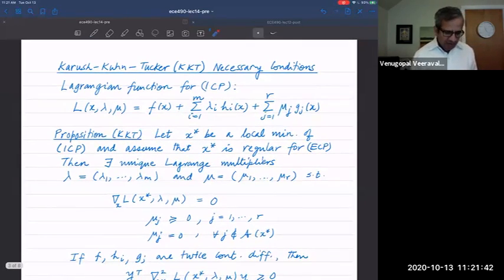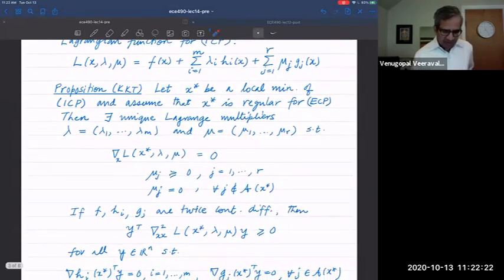So now it's called the Karush-Kuhn-Tucker necessary condition, or Karush-Kuhn-Tucker theorem. If you look at the ICP problem, we can define a Lagrangian function that involves all the HIs: the linear combination f of x plus all the linear combinations of the HIs and all the linear combinations of the GJs. It'll turn out that it's only the active ones that matter in this linear combination, but we'll get to that in the statement of the theorem.